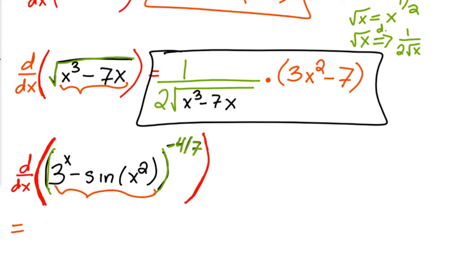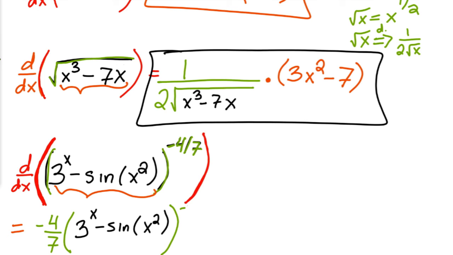Okay, so the derivative of that is negative 4/7 times, leave the inside alone, right? 3 to the x minus sine of x squared. Subtract 1, so negative 11/7. And then times the derivative of the inside. Now the derivative of 3 raised to the x is 3 to the x times natural log of 3.